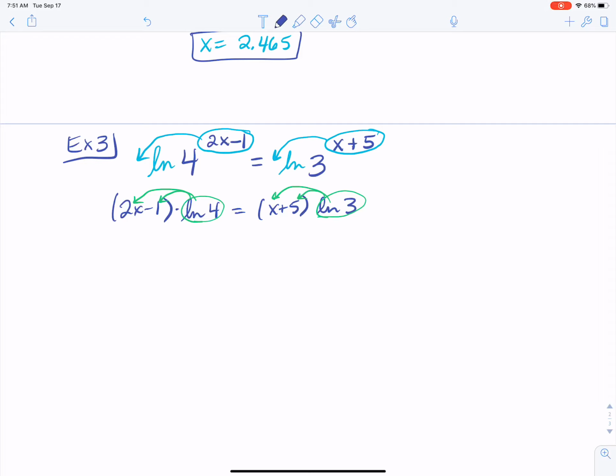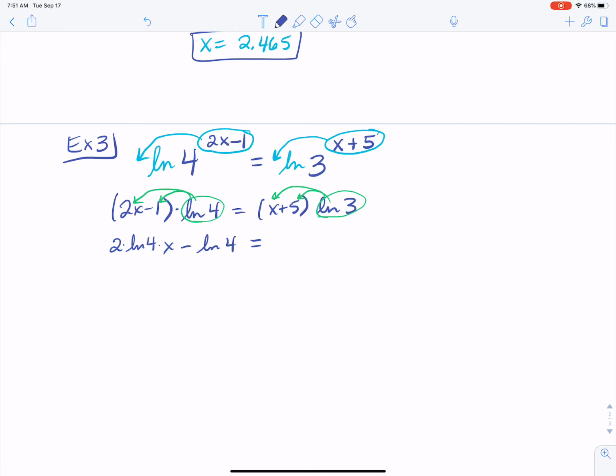It's just going to look kind of gross. So I would take, like I said, if it was a 5, and I have it times 2x, I'd multiply the 5 and the 2 together. But this is an ln 4. So what I'm going to have is a 2 times ln 4, and then I've got this x hanging out there. And then ln 4 times a negative 1 is a minus ln 4. So that's what that looks like once you distribute it. It's gross. And then on the right, we're going to do the same thing.